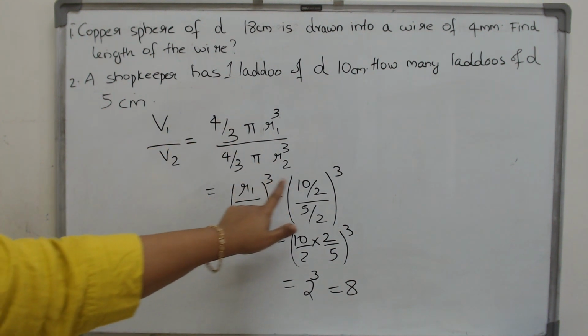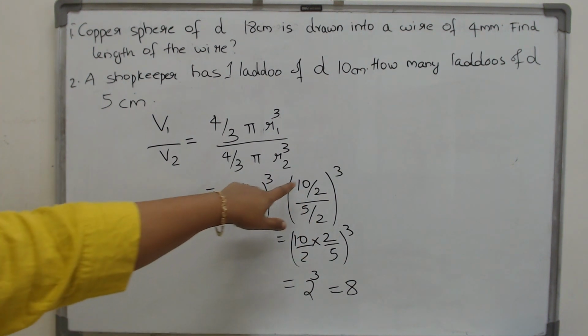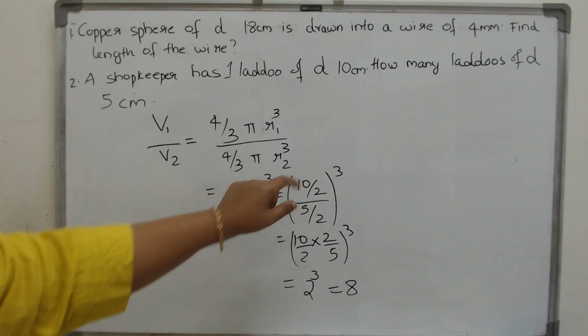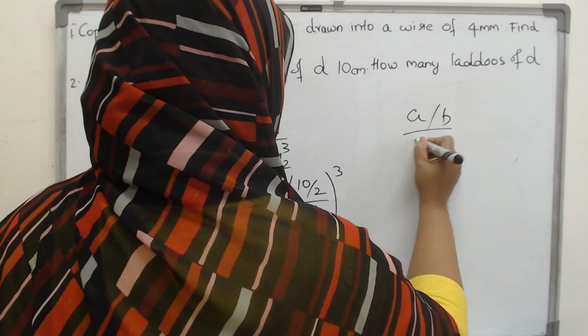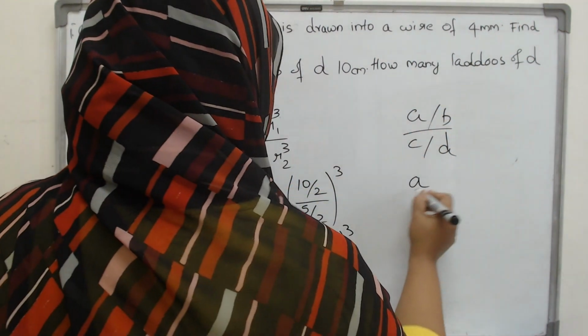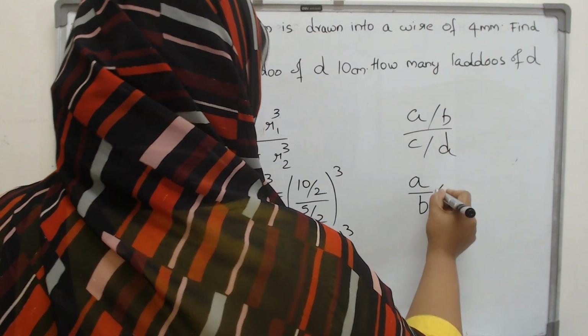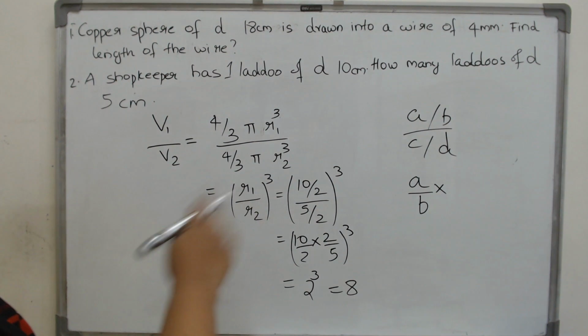But your R1 is 10 by 2. Your R2 is 5 by 2. Now you have two fractions here. How do you divide two fractions? Any two fractions, how do you divide them? Do not touch the numerator. Keep it as it is. Write it in the fraction form. Then what do you do with your denominator? Turn it upside down. Take its reciprocal.